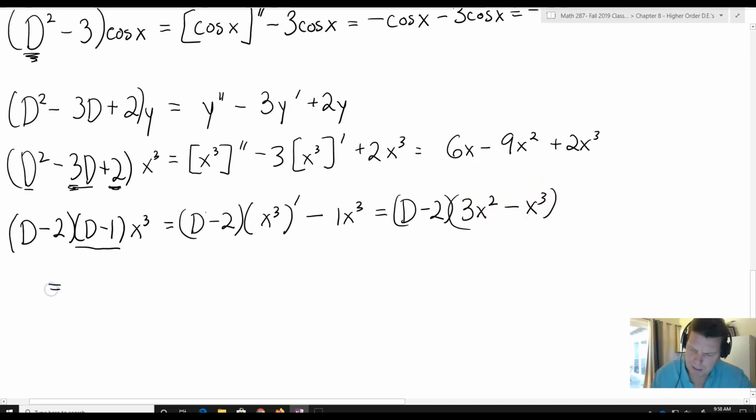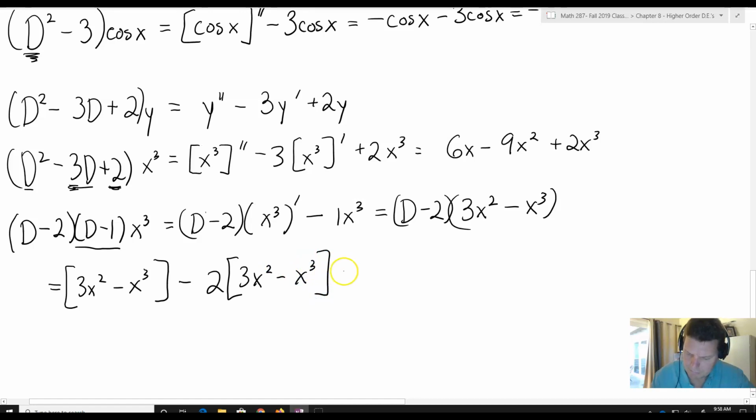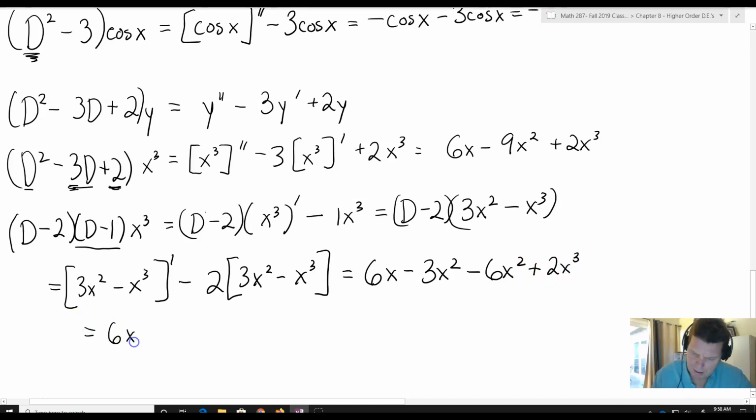Now we're going to operate on 3x squared minus x cubed. So that's going to give me the first derivative of 3x squared minus x cubed, minus 2 times 3x squared minus x cubed. And that thus is going to give me 6x minus 3x squared minus 6x squared plus 2x cubed, which ends up equaling 6x minus 9x squared plus 2x cubed, which is a really cool result.